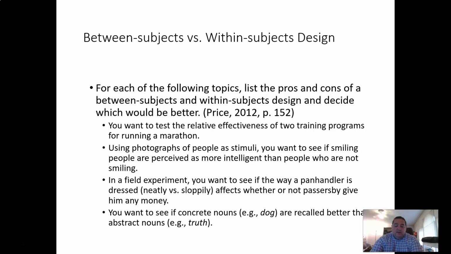You want to see if concrete nouns, for example dog, are recalled better than abstract nouns, words like truth. This you would want to do with probably the same person, so a within subjects design: does the individual themselves have better recall of dog versus truth? And you could also look at the same data between subjects. It would work out both ways.